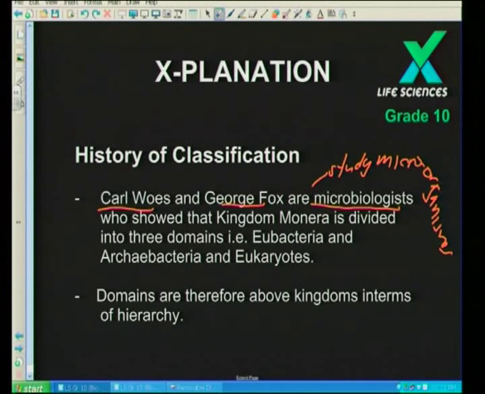And they stated that the kingdom Monera, under which we have the bacteria and the viruses, is divided into 3 domains. And that is the eubacteria, the archaebacteria, and the eukaryotes. That means cells with the true nucleus, the primitive bacteria, and the eubacteria, which has a proper nucleus. Domains are therefore above the kingdoms in terms of hierarchy.